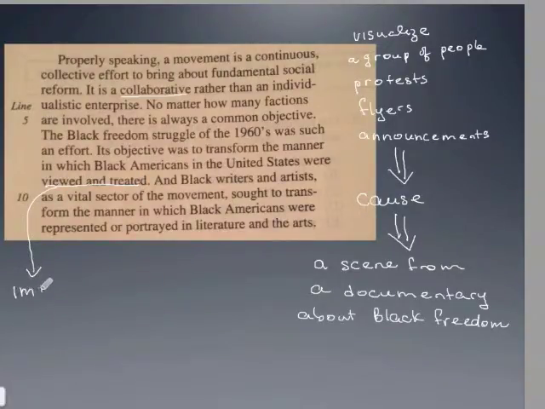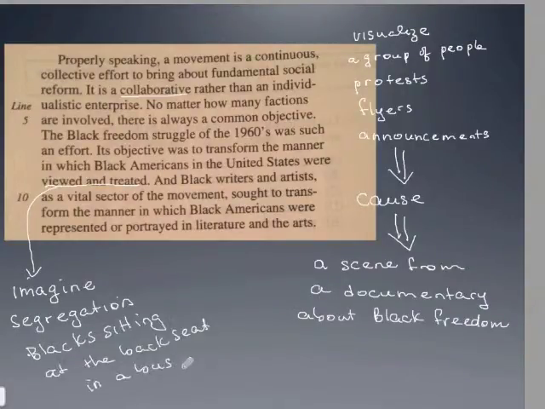Imagine segregation. Blacks sitting in the back seat of the bus, or separate buses, or separate schools. You are visualizing it, you're imagining it, you're already there. The Black writers and artists, as a vital sector of the movement, sought to transform the manner in which Black Americans were respected or portrayed in the literature and art.